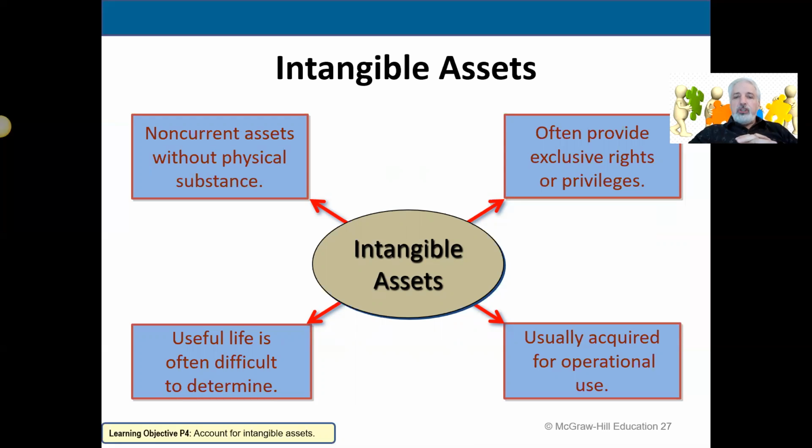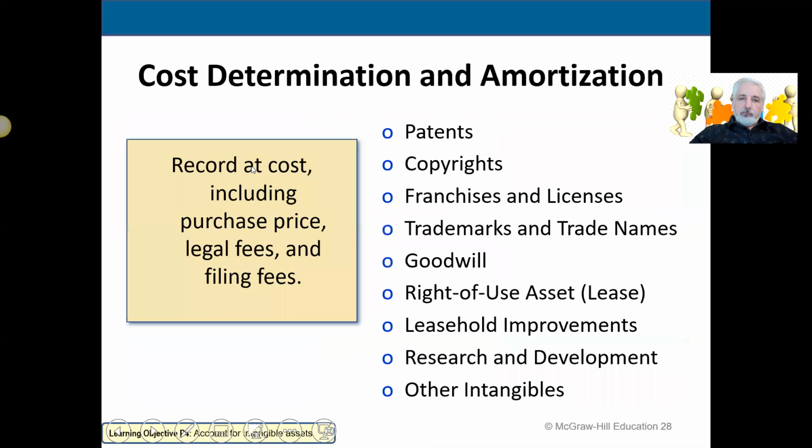And instead of calling it depreciation, we call it amortization. And by the way, there's no such thing as an accumulated amortization account. We just expense the amortization expense directly to the patent, directly to the copyright. That's how we book it. That's how we show it.